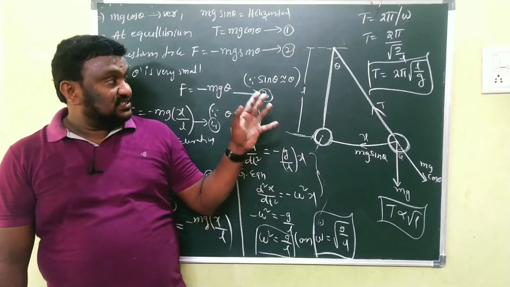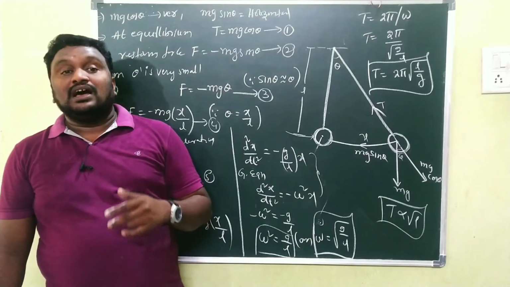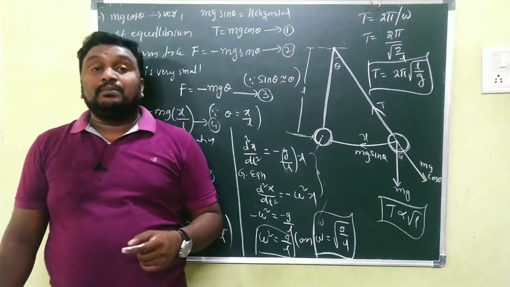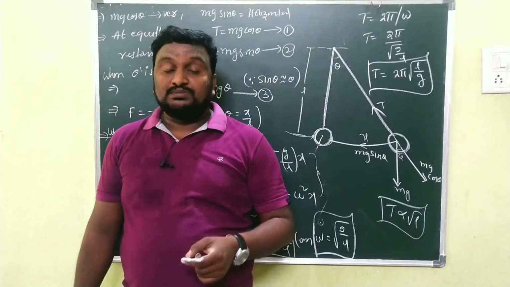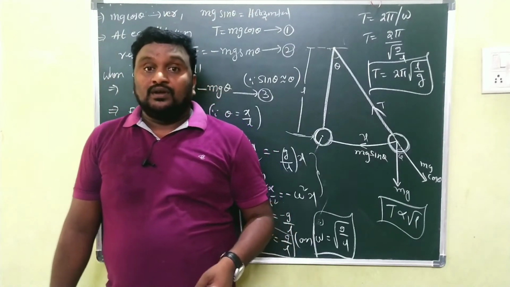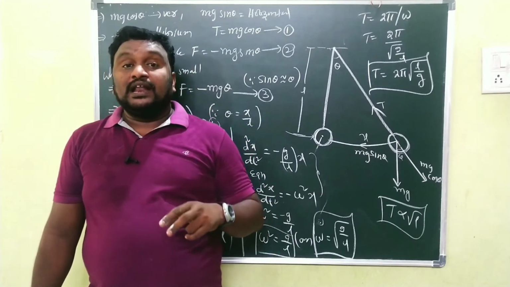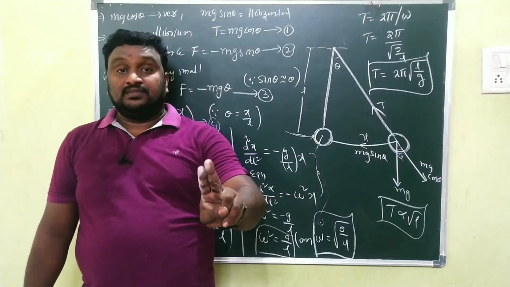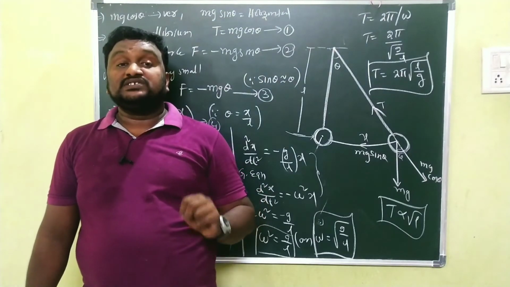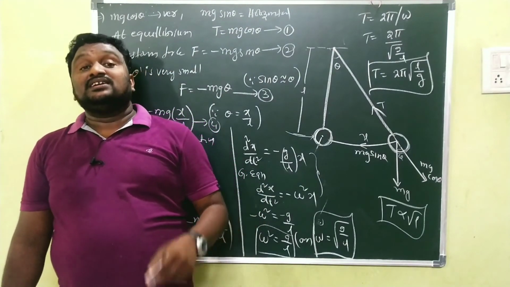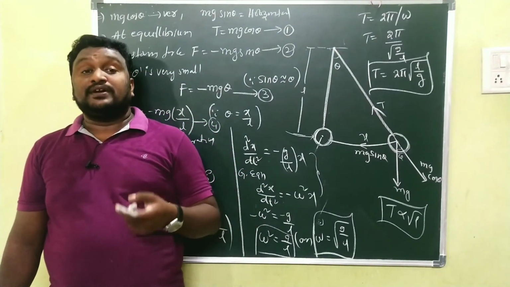So children, this is about the derivation. And the next thing, children, what is meant by a seconds pendulum? The time period of a simple pendulum is 2 seconds. Then that pendulum is called a seconds pendulum.